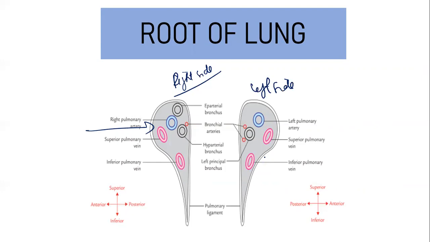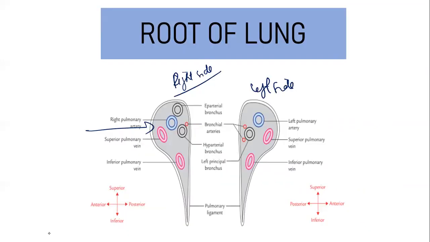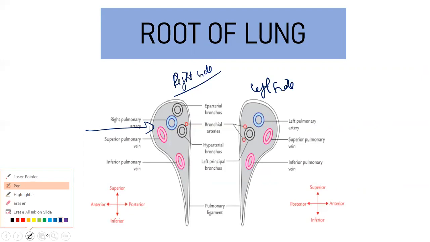Now, anatomically, how will you identify root of lung, whether it is right or left, is through the structures. Yes, it's through the structures. Now, the root of the lung at the right side, yes, it will contain 4 structures. Yes, it is going to contain 4 structures. Yes, can you make out these structures here?